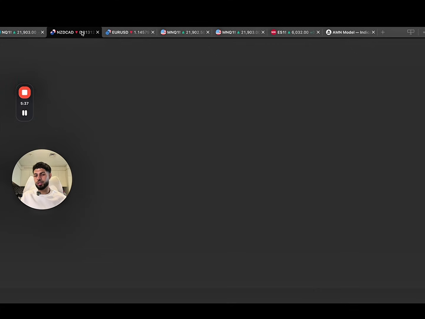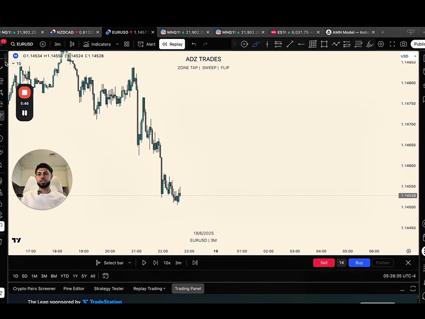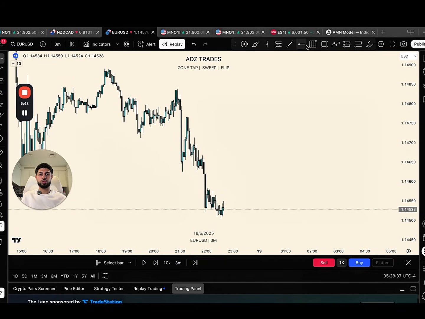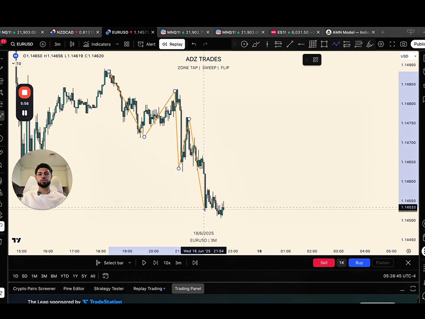And let's go into a bearish example. So here you can see we are in a clear downtrend, making lower highs and lower lows. We put in a low, we put in a lower high, we put in a low, we put in a lower high, we put in a lower low.